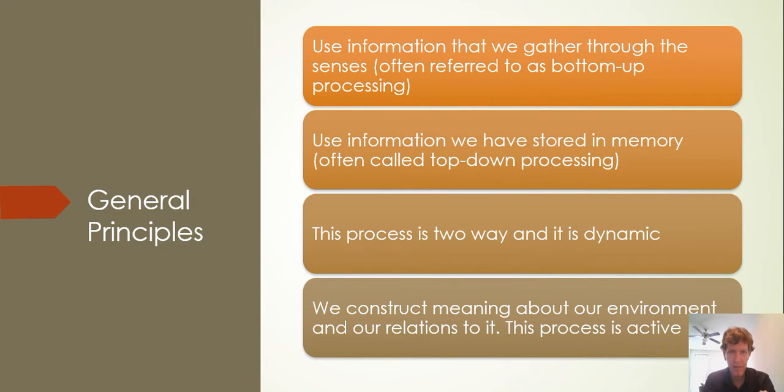So here are some further general principles. We use information that we gather through our senses. This is often thought of as bottom-up processing. What do we take in through our senses? Then from bottom-up, we take information through our senses, we process it through working memory, then eventually it is stored through long-term memory. We use information that we have stored in memory in a purposeful way. This process is two-way. So we take information and we utilize that information from our memory to communicate. We construct meaning about our environment in relationship to the environment. It's an active process.